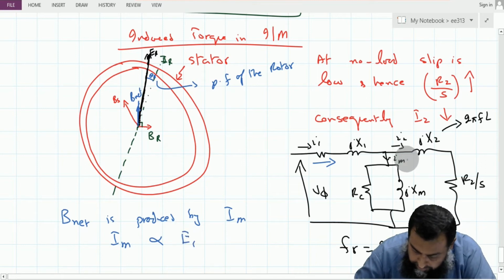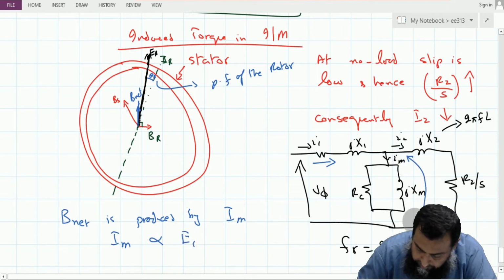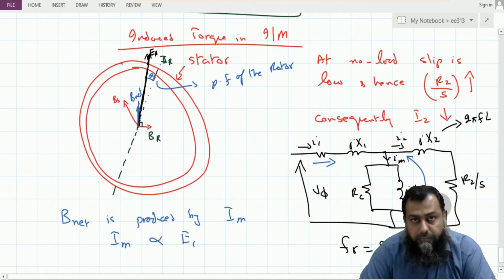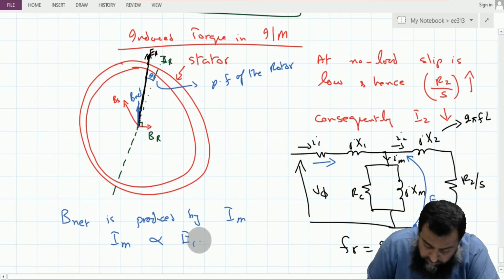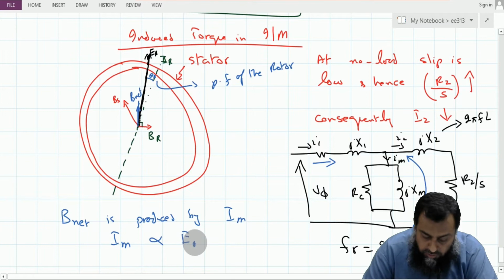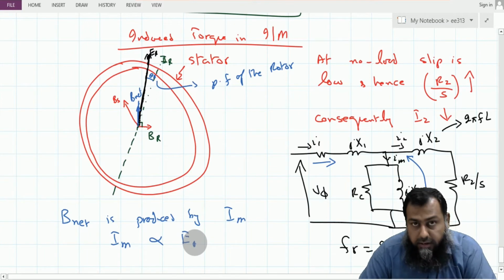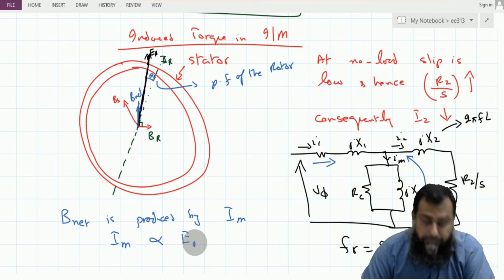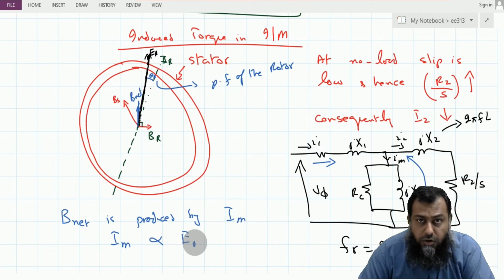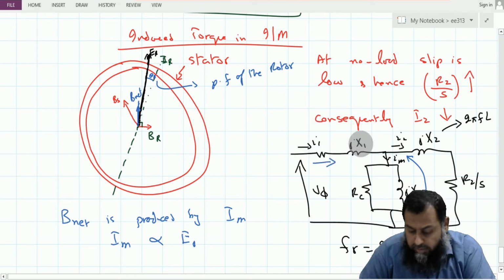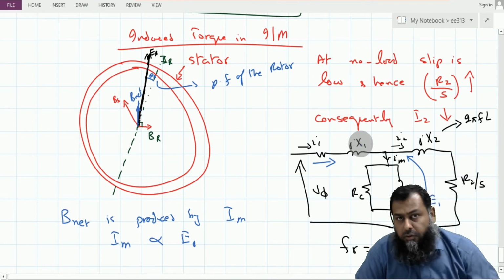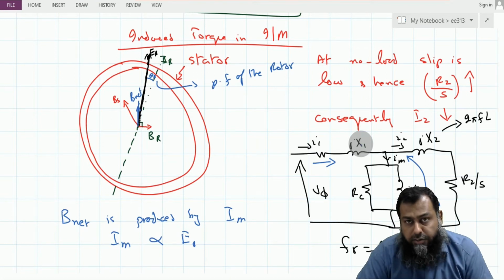And what is this E1? E1 is the voltage between these 2 points. This is E1, right? So IM is proportional to this E1. If this E1 is constant, then this IM is constant, and therefore the B net is constant. However, in an actual machine, if we have a variation in the load, then we do have a variation in this I1 and the JX1. However, these two do not dominate in the actual motor, and therefore the net magnetic field inside a motor more or less remains constant irrespective of the loading condition.